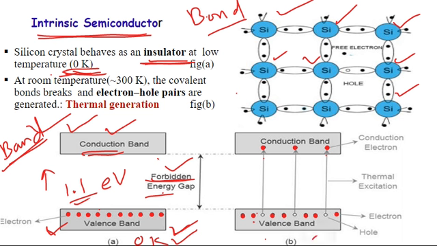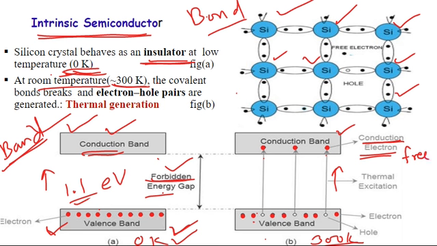Now what happens when we increase the temperature? Let's say room temperature, which is approximately equal to 300 Kelvin. At 300 Kelvin, the electrons gain thermal energy, overcome the forbidden energy gap and move towards the conduction band and become conduction electrons, or we can say free electrons.